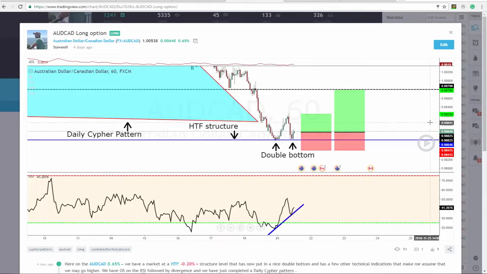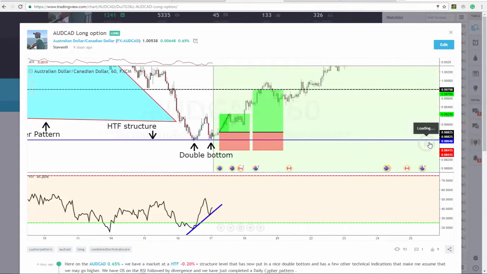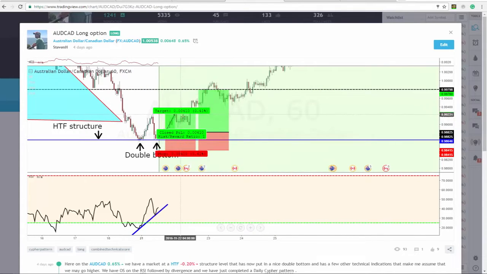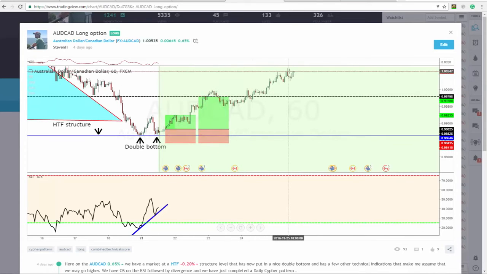So if I click the play button here and load up some new bars, you can see how this trade played out. As you can see, easily coming up to hit our first target and second target. And now this market is continuing to rise, which is what we assumed it would do based on the technical analysis that I'm going to be sharing with you guys today.